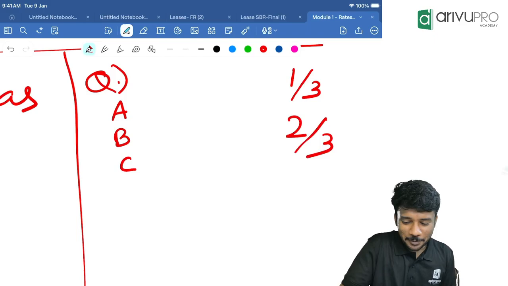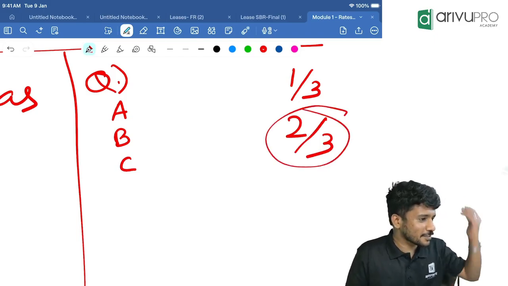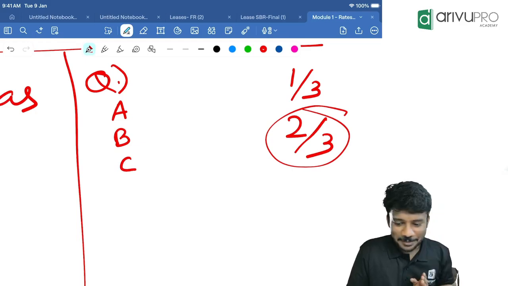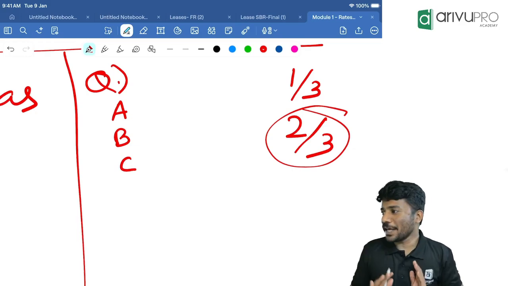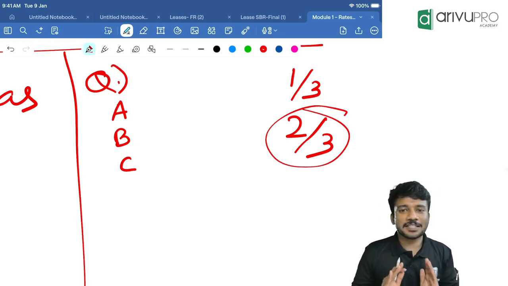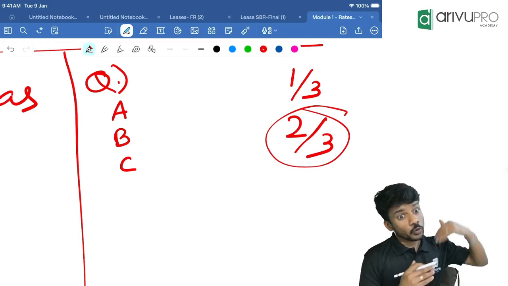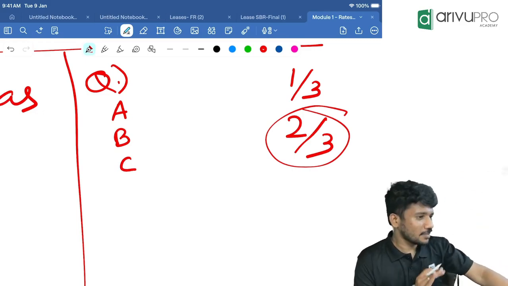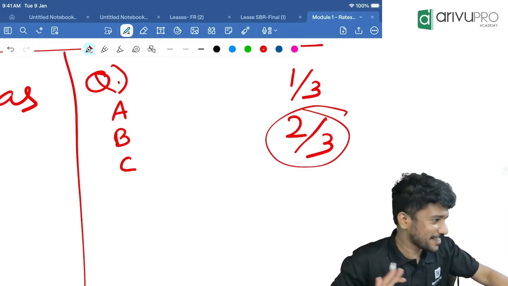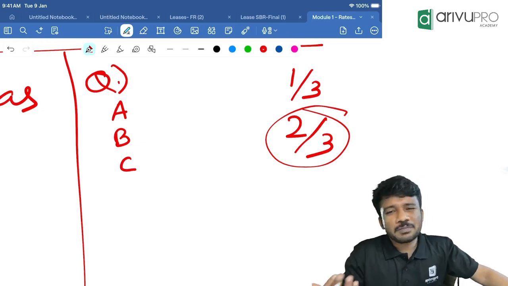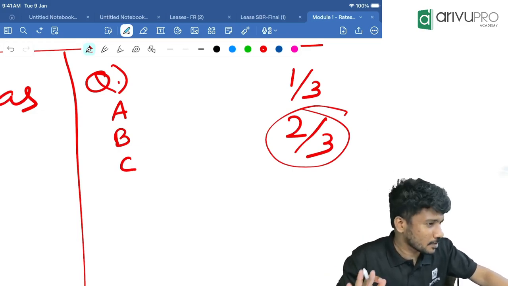So don't just guess randomly. 2 by 3 in percentage is how much? 66.66 something is coming. So that means you have a higher chance of going for a wrong answer than a right answer. So in order to keep your percentile high, if you don't know it, you can go for it. But never do, oh, I got the question, I'll do everything faster and give answers. Don't do that. It will not make you pass the exam. Basically, that is the thing.